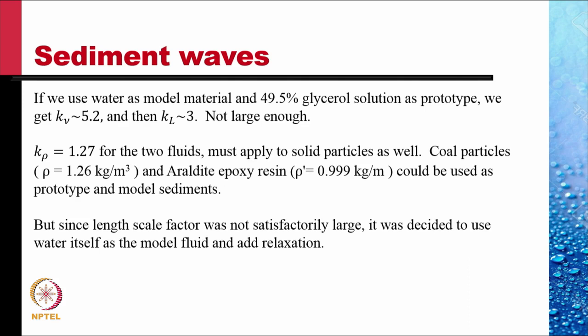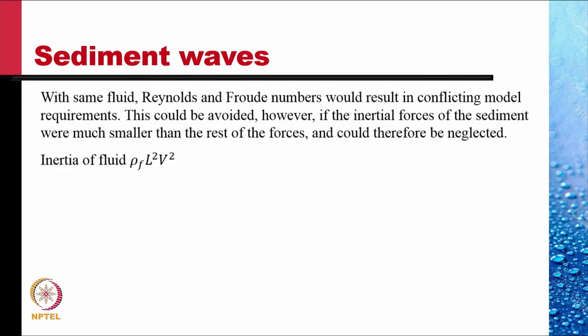Coal particles with a density of 1.26 kilogram per meter cubed and Araldite epoxy resins with a density of 0.999 kilogram per meter cubed could be used as the prototype and model sediments. So it is possible to construct a model with glycerol and coal particles. But since the length scale factor was not satisfactorily large, it was decided to use water itself as a model fluid and add a relaxation. With the same fluid, Reynolds and Froude numbers would result in conflicting model requirements.